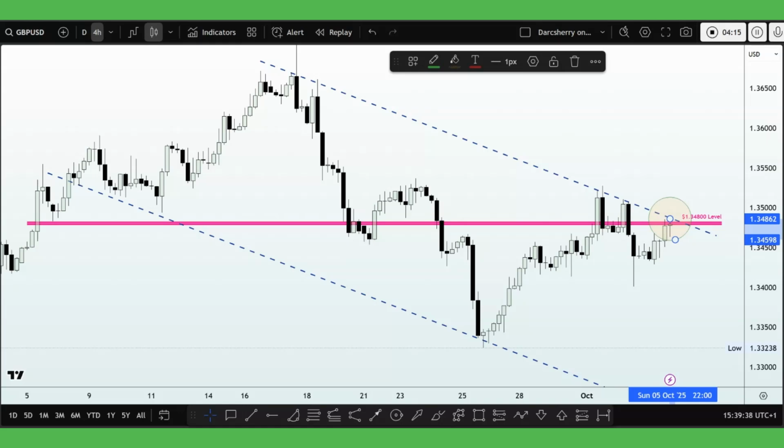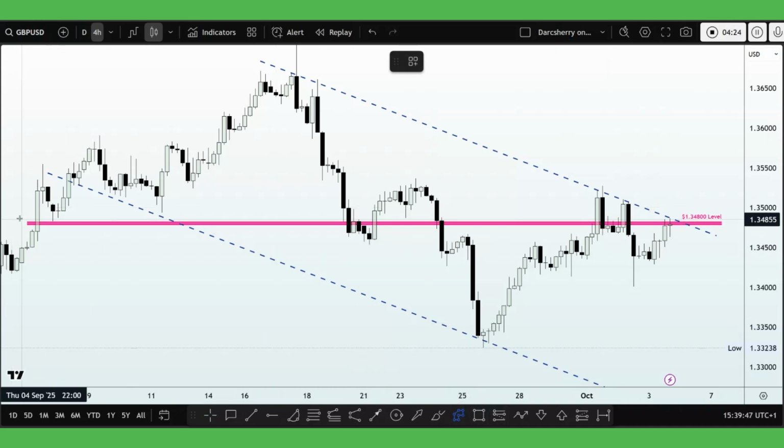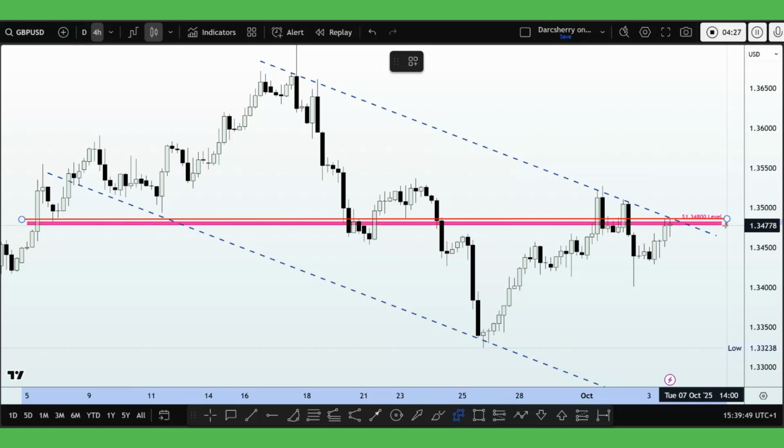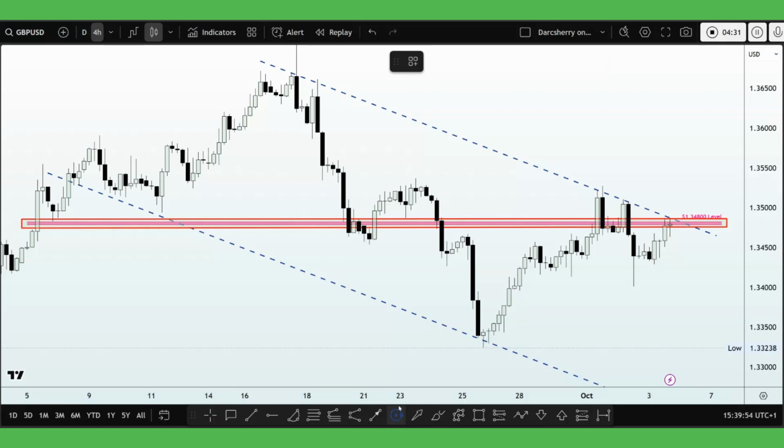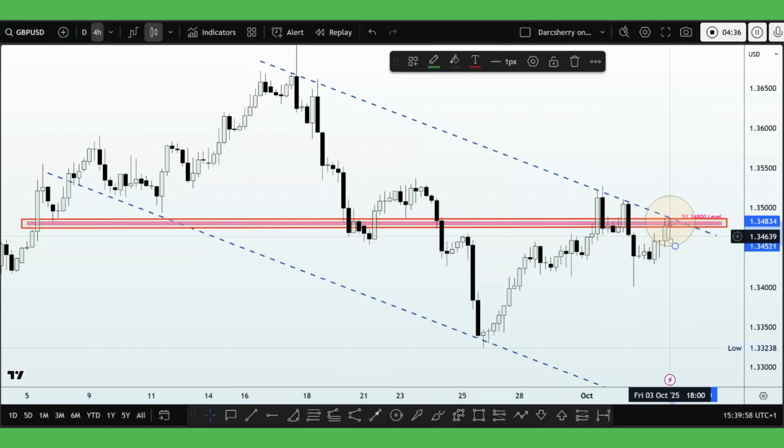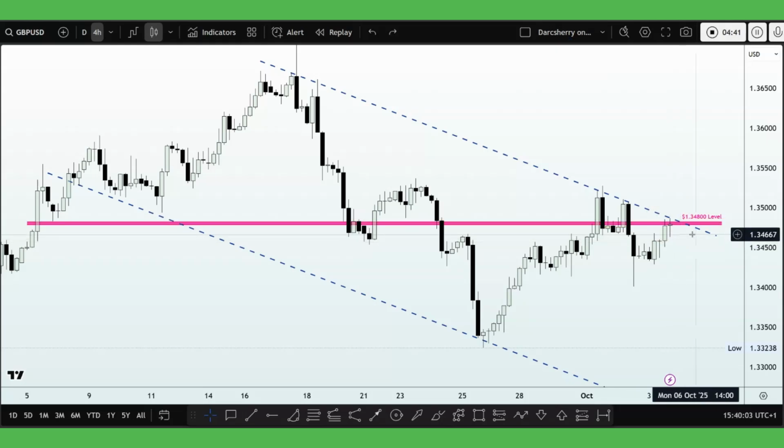descending channel. Now, to help me position myself adequately for the next move, I have my key level for next week at the 1.3480 area, and look at how beautifully that level lines up with the resistance line of the descending channel. For me, this structure is telling a story. Sellers still have the upper hand unless price breaks out cleanly from this channel we have here.